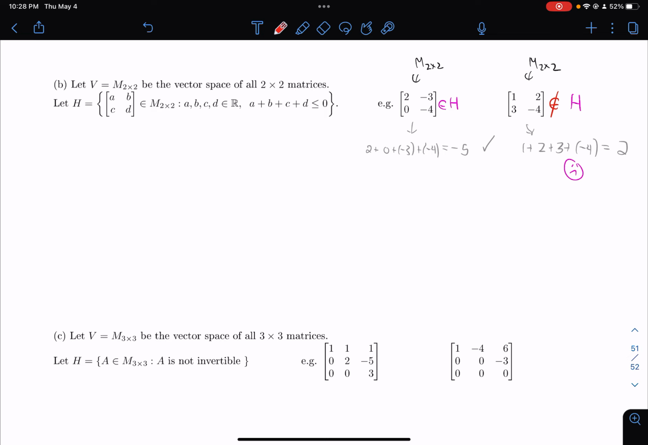I want to give you some time to try this on your own first. Again, pause the video for about 2 to 3 minutes to try this. 4, 3, 2, 1, pause it, and try it for about 2 to 3 minutes.